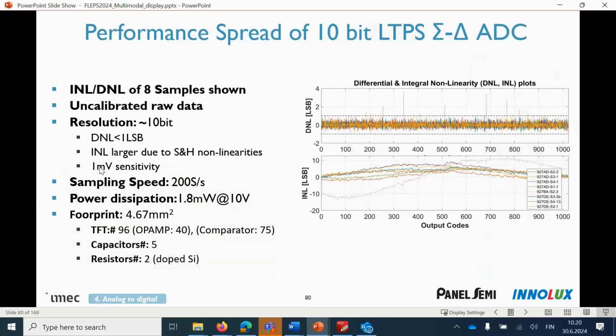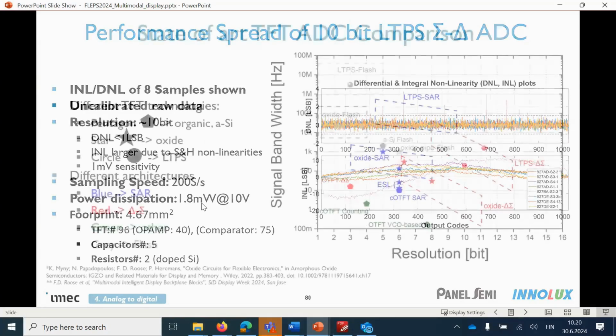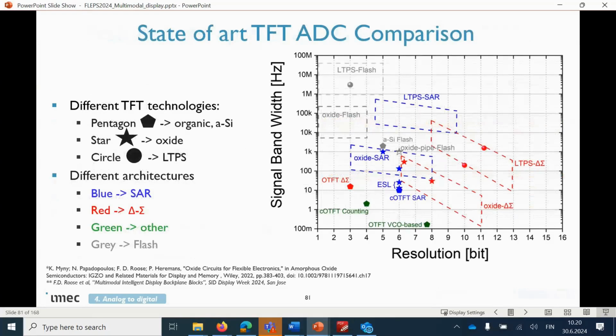Nevertheless, we are able to actually detect 1 millivolt using 7 out of 8 of the samples at this speed, and with 2 milliwatts of power at 10 volts. And with this, I will conclude the ADC part.